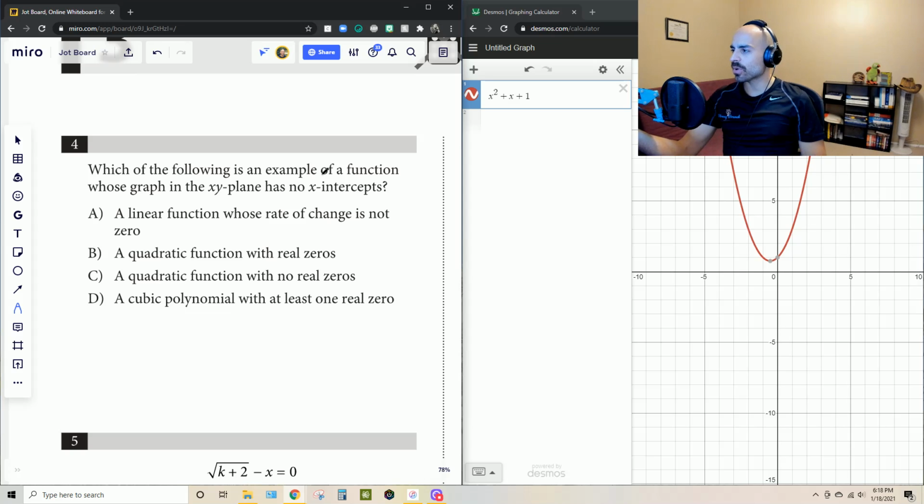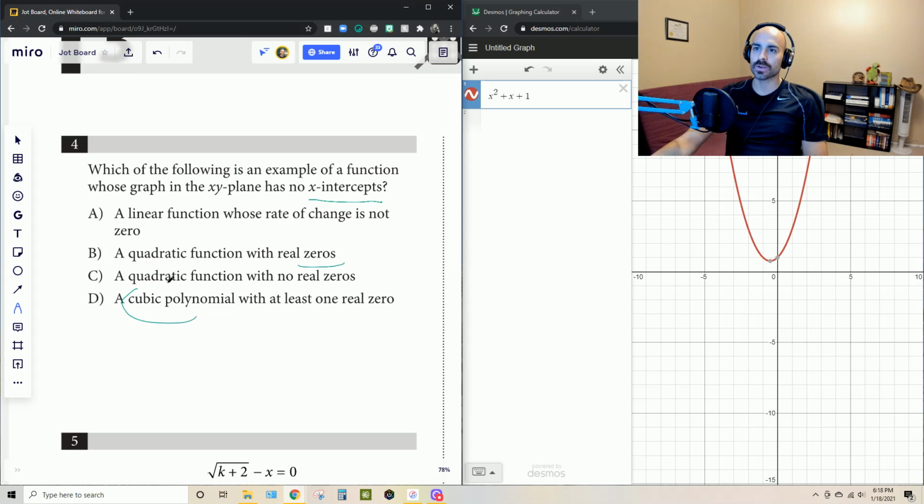A vocab question on the math? Say what? That's what this is. They want to know, do you know what x-intercepts are? And do you know what zeros are? And do you know what cubic versus quadratic means? So we're going to break all this down.